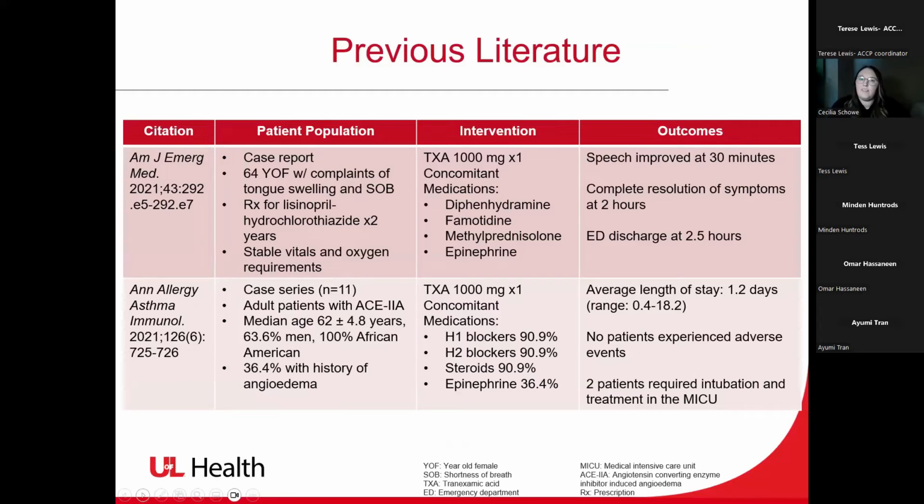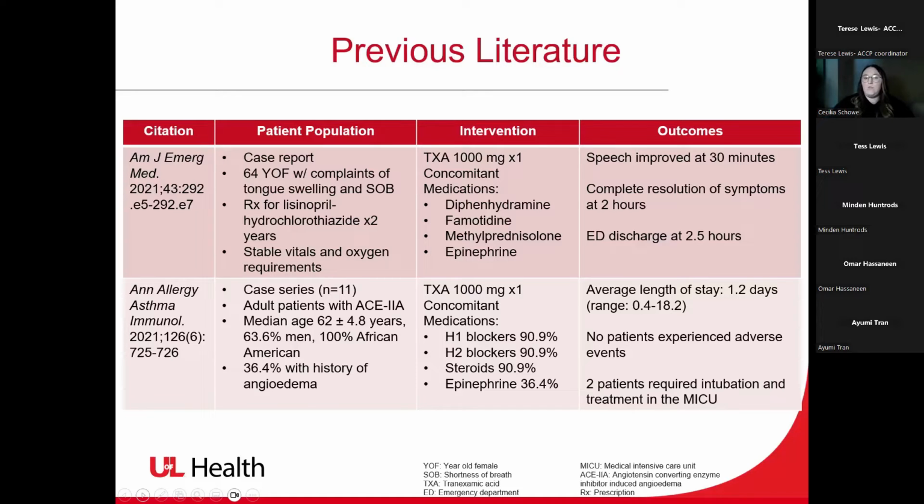So we look at some of our previous literature. Like we said, a lot of this is really just case reports or case series. This first one was a case report of a 64-year-old female who presented with some tongue swelling and shortness of breath. She had a prescription for lisinopril for the past 2 years, so she was deemed to have ACE inhibitor-induced angioedema. She presented really stable.